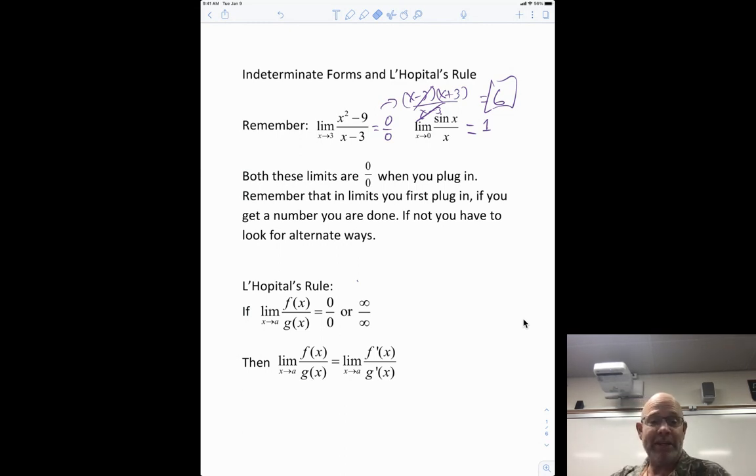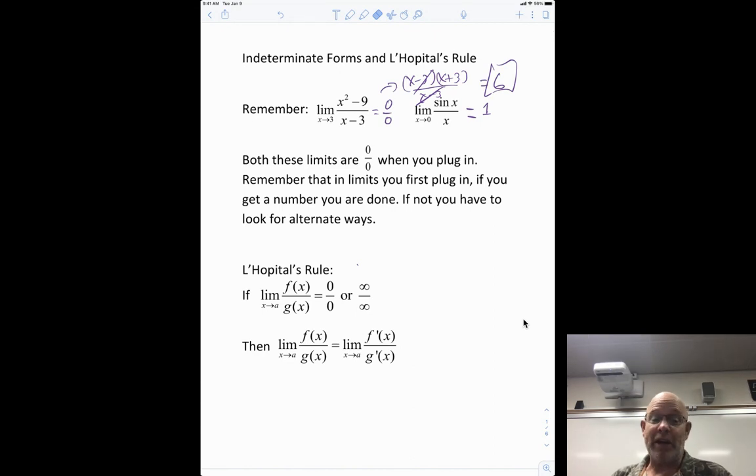Often once you take that derivative, it's not 0 over 0 anymore. Sometimes it is, and you have to do it multiple times. You just take the derivative. It's not the quotient rule. Just take the derivative of the top, take the derivative of the bottom, and then reevaluate. So if I go back to this first one, the limit as x approaches 3 of x squared minus 9 over x minus 3, we know it's 0 over 0, right?